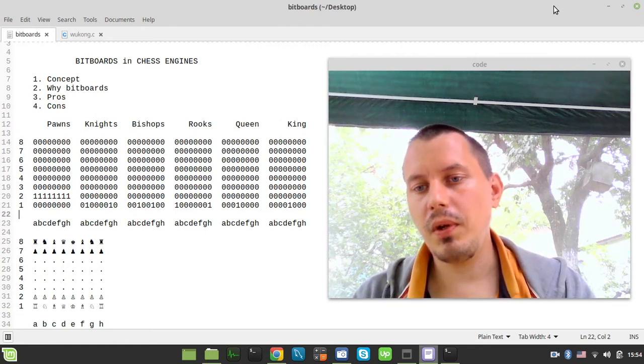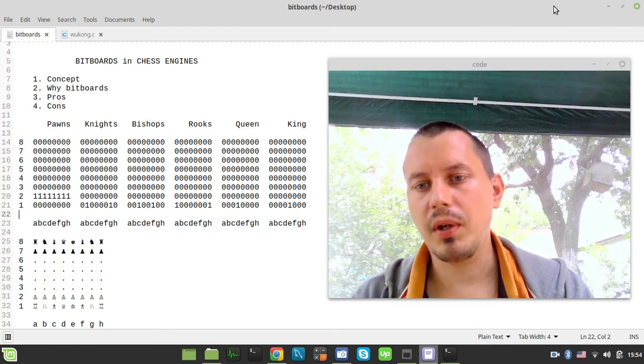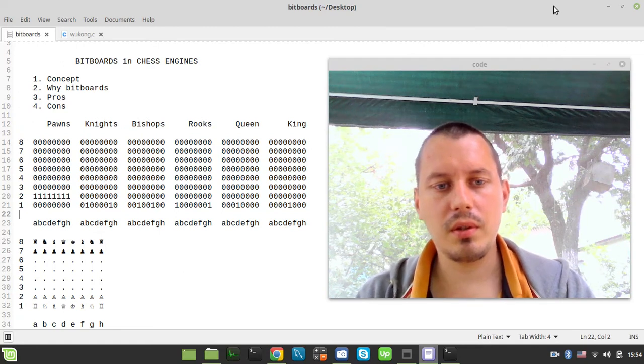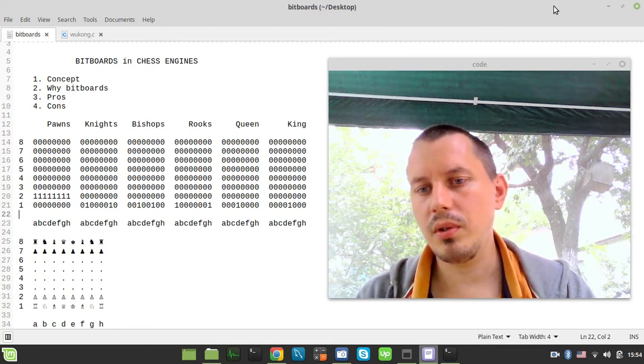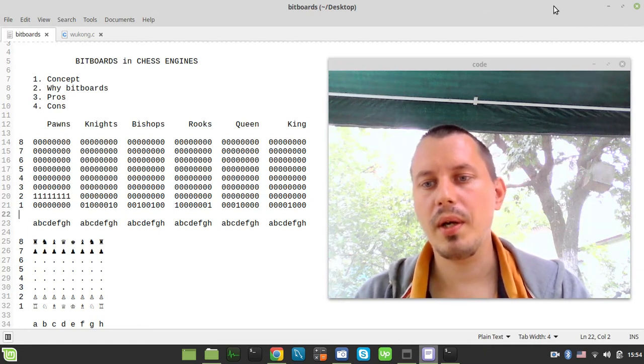So what Blue Fever did, he doubled his generate moves function, and then just removed those moves that were not captures. So that's the way he went there.